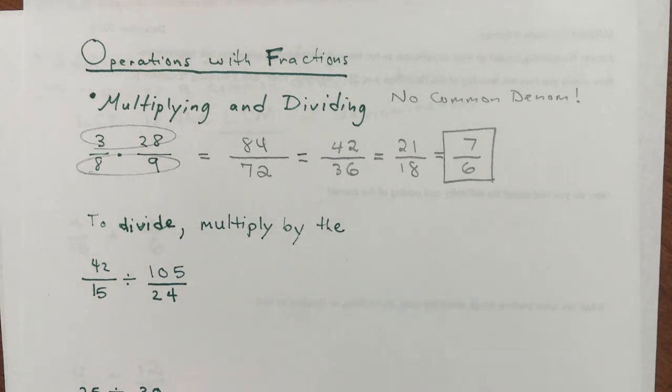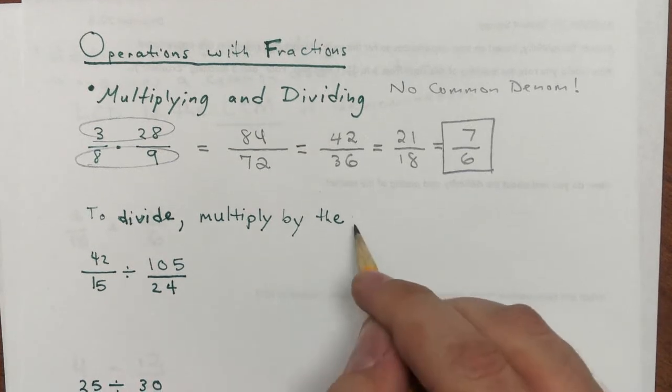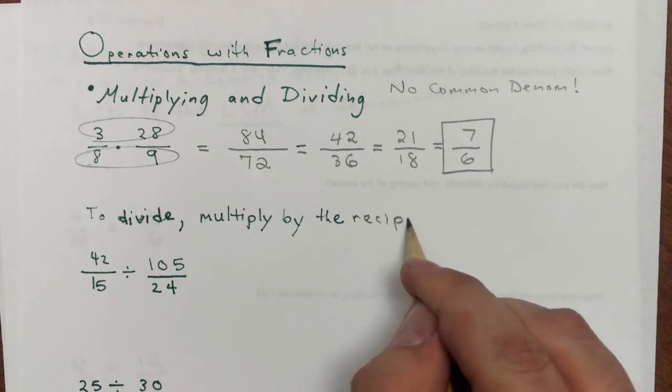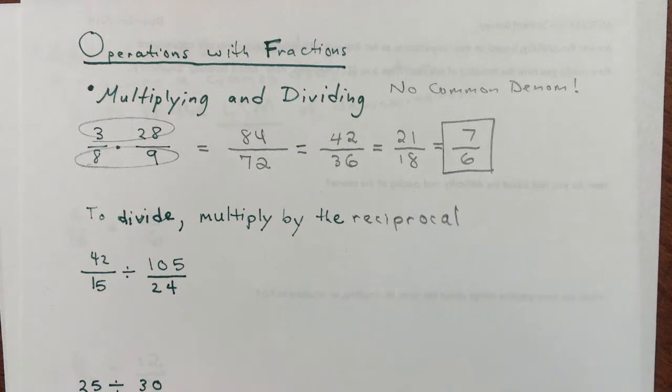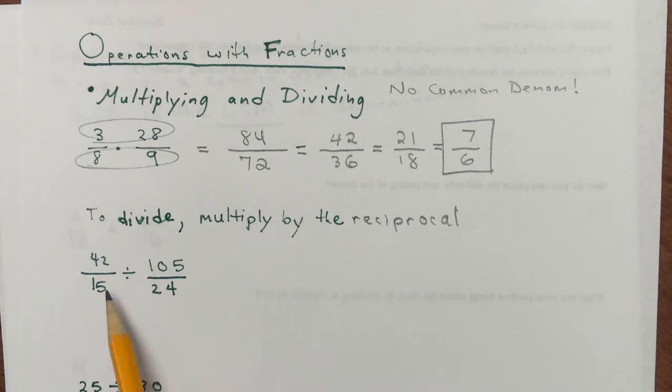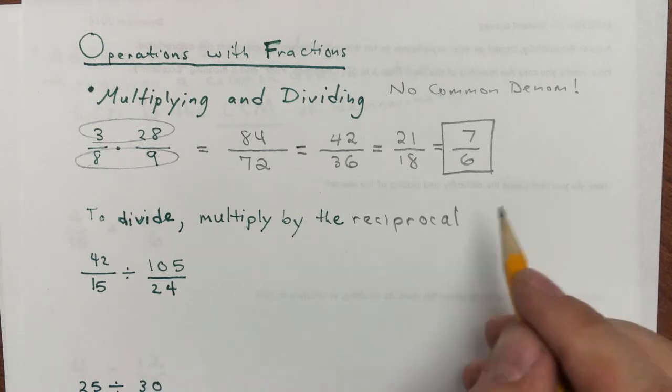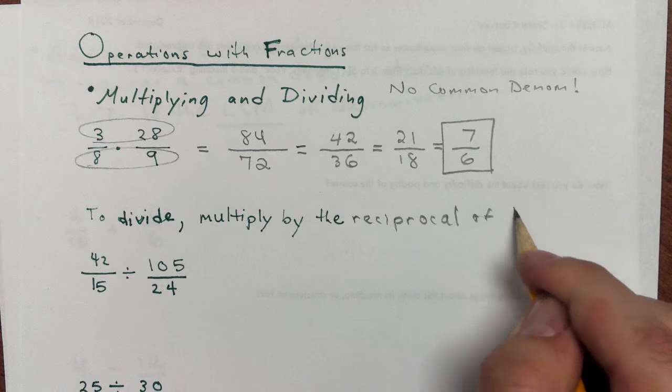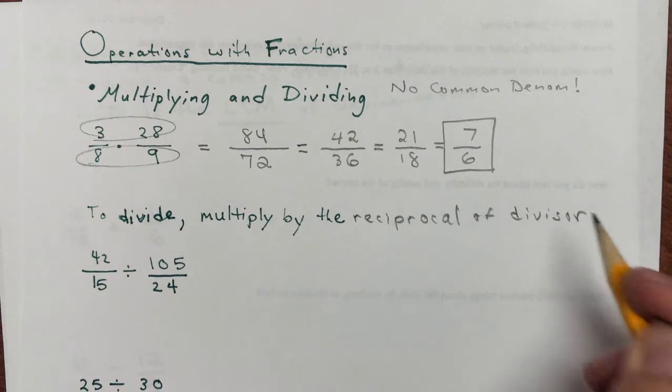If I want to divide two fractions, the idea is I'm going to multiply by the reciprocal. Now, most people probably remember that you do something like that. You multiply by the reciprocal. You flip one of the two fractions that you were given. But the big thing you have to remember is which one. You multiply by the reciprocal of the divisor, the thing that is doing the dividing.